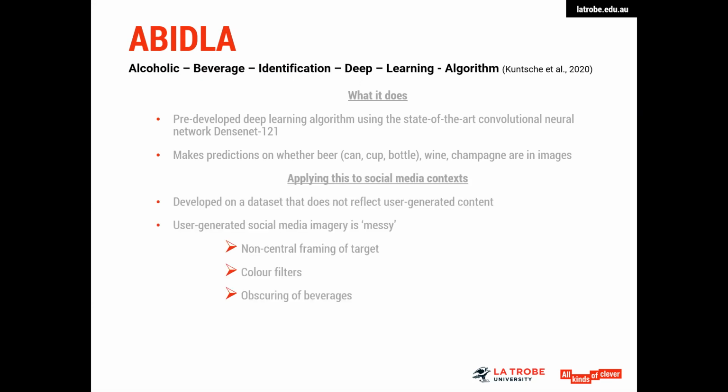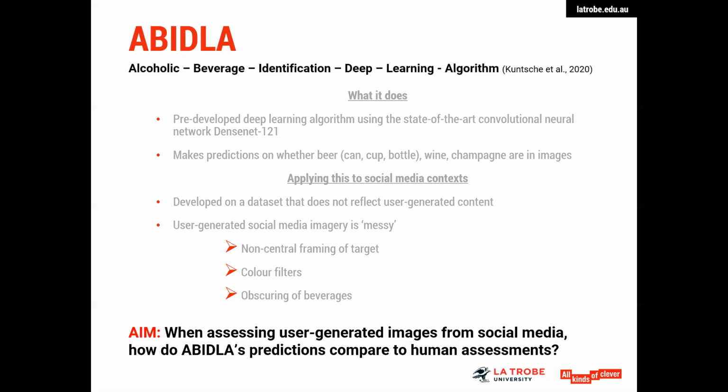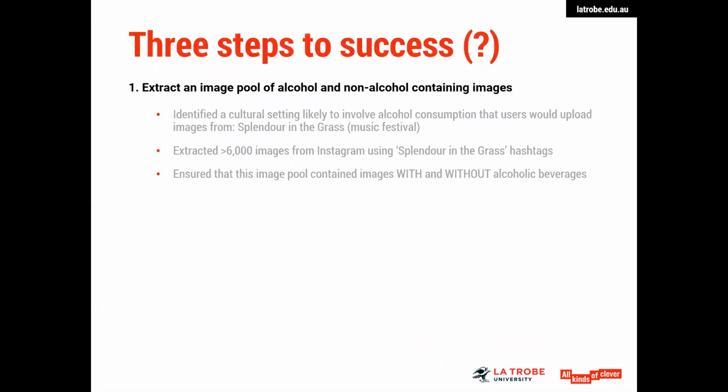The problem with using this algorithm in social media contexts is that the content is messy. The target of interest might not be centrally located, the color of the image might be distorted by color filters, the beverage might be obscured by something, but it was worth a try. So we decided to test how well ABIDLA's predictions about the beverage contents within the images lined up with a human's assessment. The first thing we did was identify and download Instagram images tied to a licensed event.